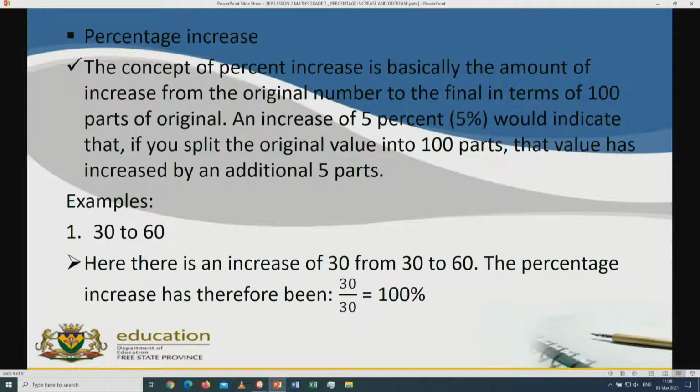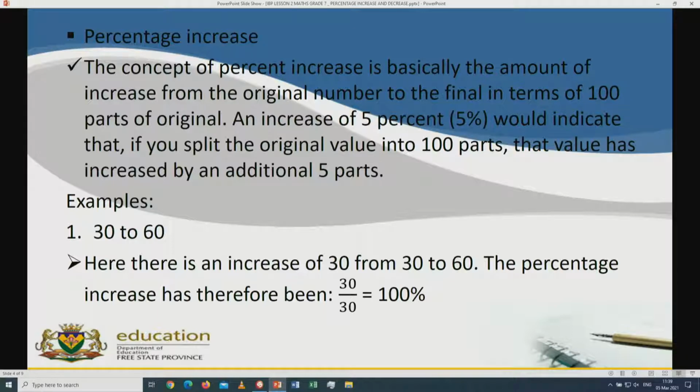Now, the percentage increase. The concept of percentage increase is basically the amount of increase from the original number to the final in terms of 100 parts of the original amount or number. For example, an increase of 5%, and this is how we write 5%. We write 5 with that symbol that shows a percentage, which would indicate that if you split the original value into 100 parts, that value has increased by an additional 5%. Let's go to the examples.